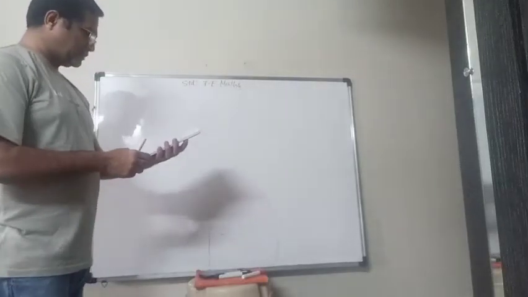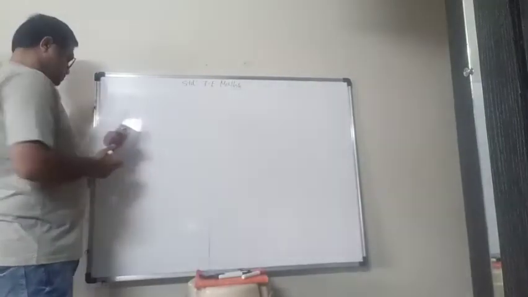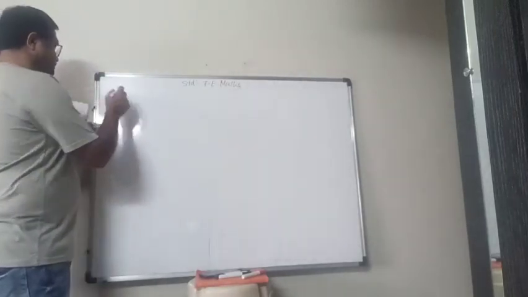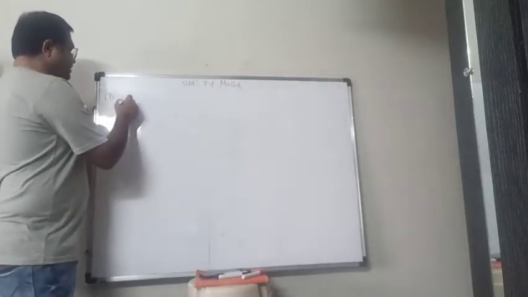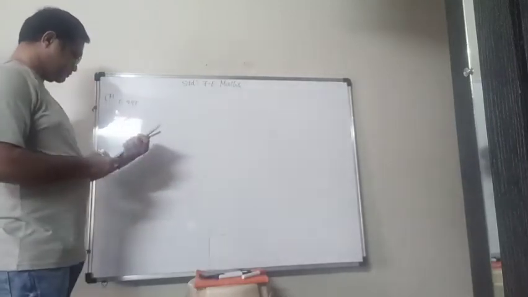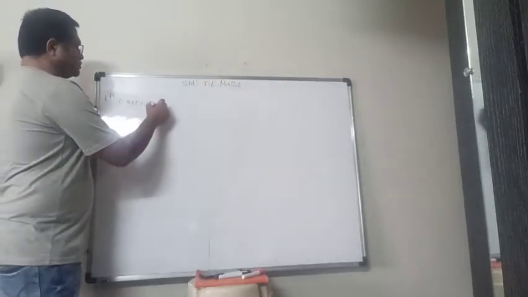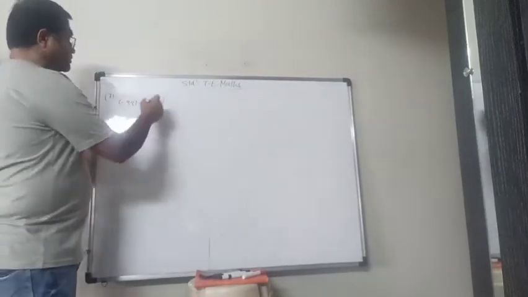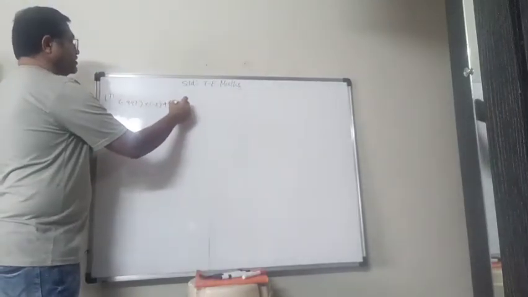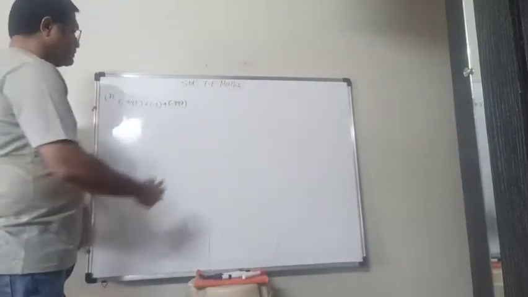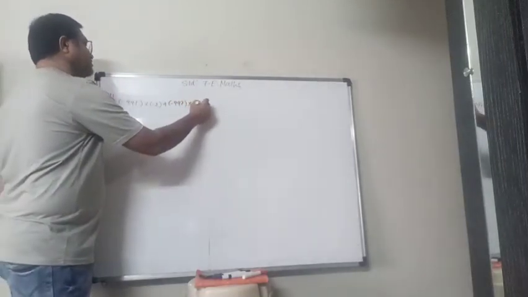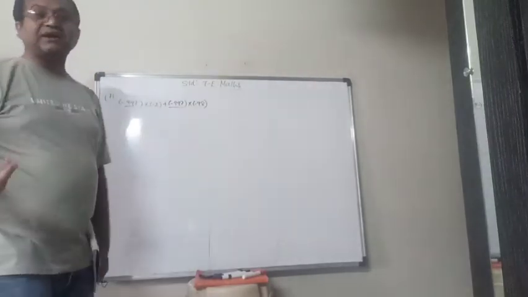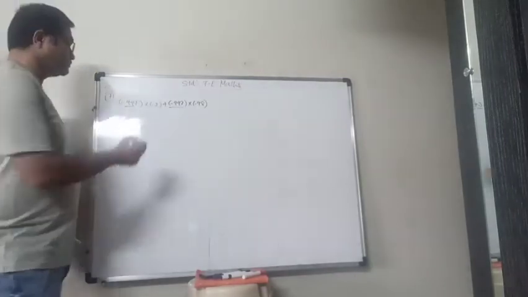Now let us do some more using properties. 7 into minus 997 multiplied by minus 2 plus minus 997 multiplied by minus 98. Here you can see that in both the terms minus 997 is common.